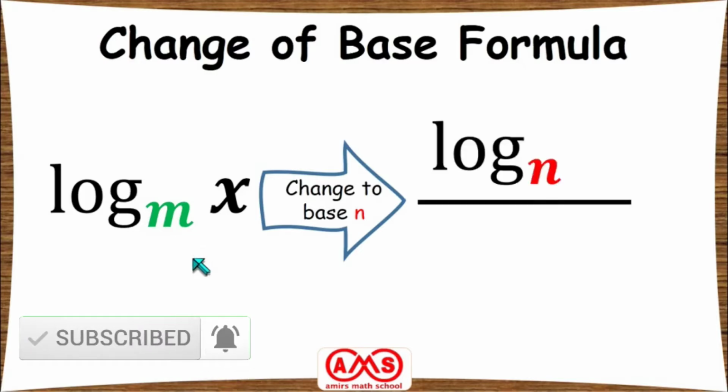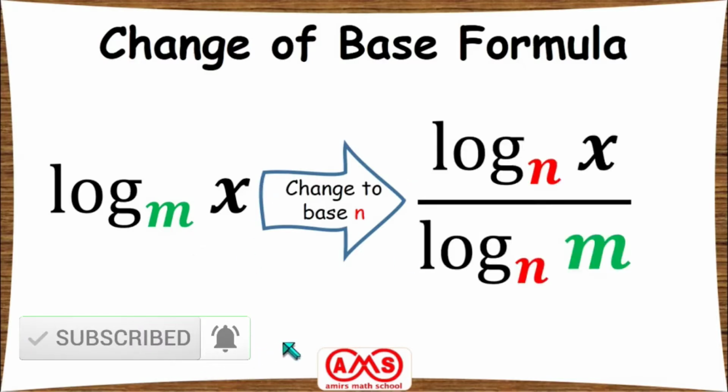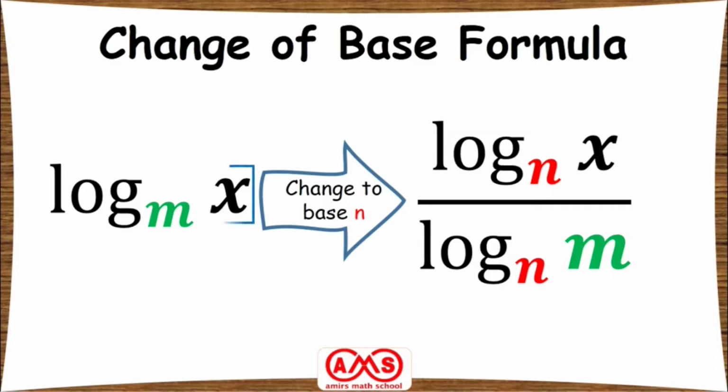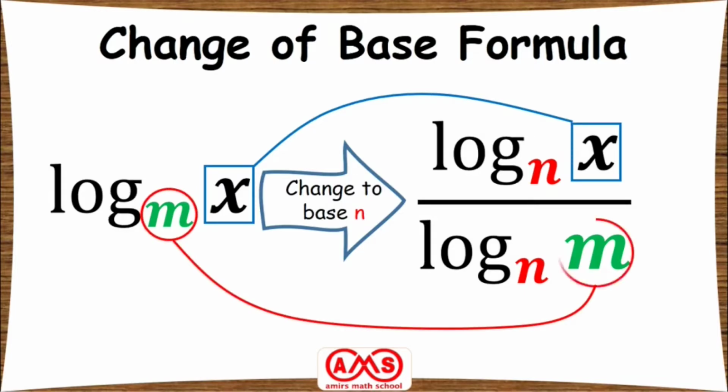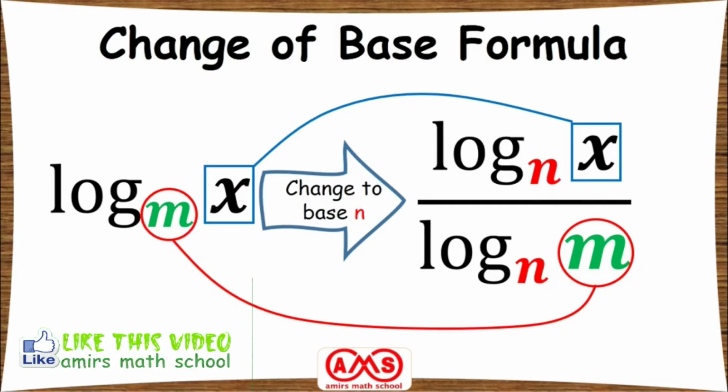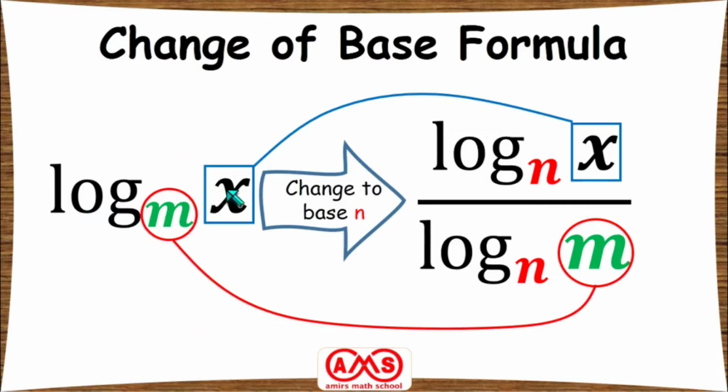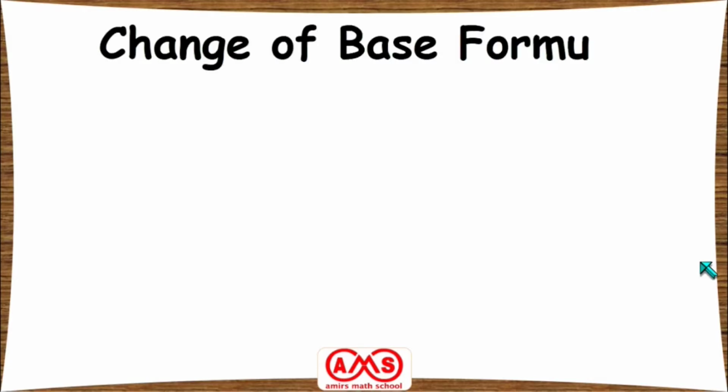So the formula is log m base x, which is equal to log n base x divided by log n base m. In this formula, we write this x here and this base m here, and we know n is the new base. That is, we want to change the base m to the new base n. This n is the new base of logarithm. With the help of this formula, we change this log m base x to the new base log n base x. Let's see one example of change of base formula.